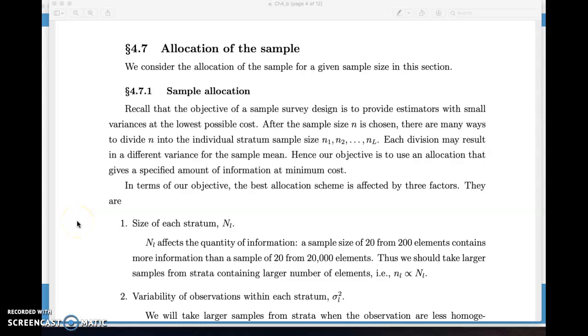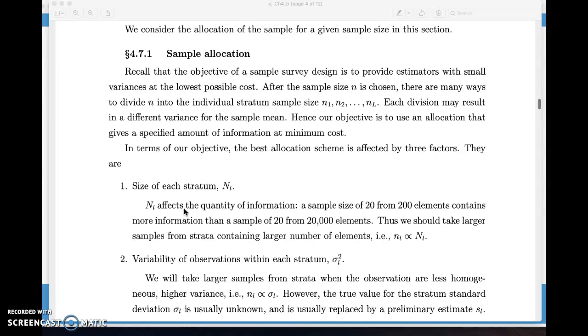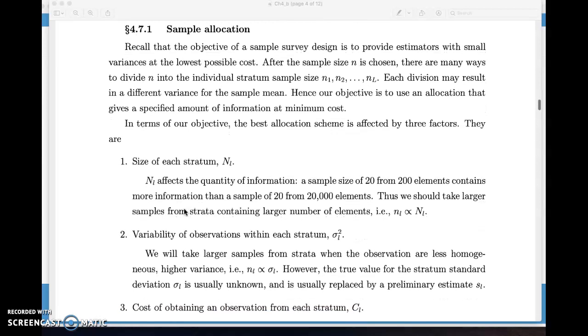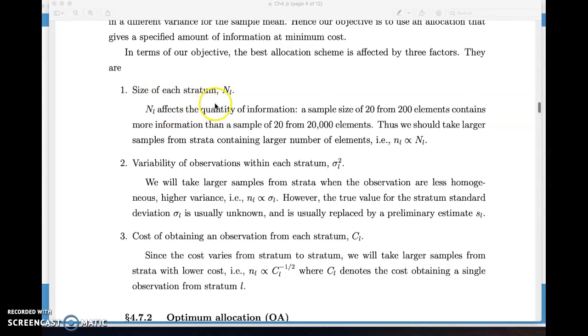All right, under stratified random sampling, after we have decided on the total sample size n, we need to consider how we allocate the sample for each of the strata, so n1, n2, all the way up to nL. We need to consider three factors: the size of each stratum, capital NL; the variability of observations within the stratum, sigma L squared; and also the cost of obtaining the observation, CL.